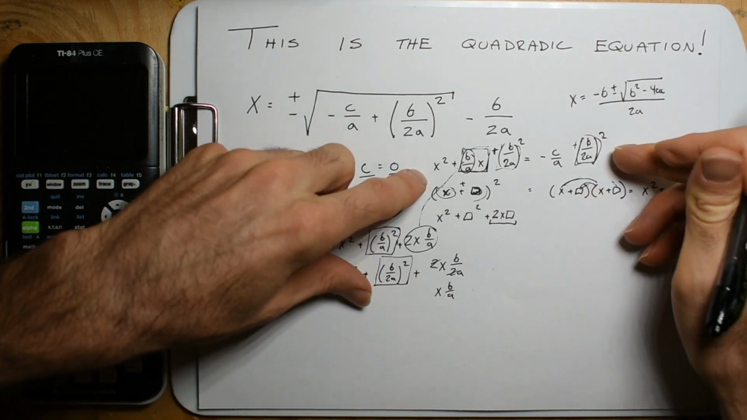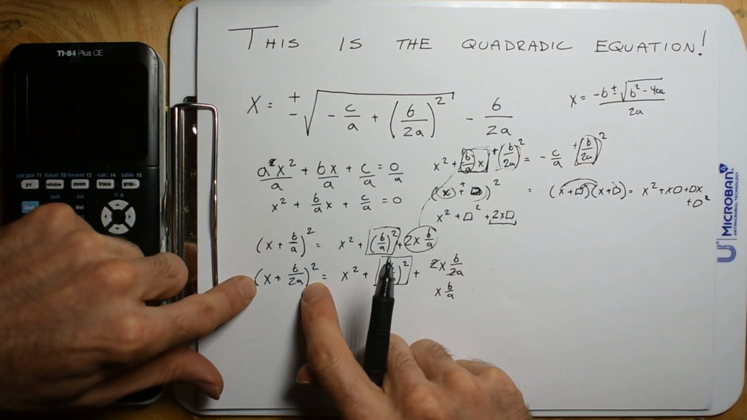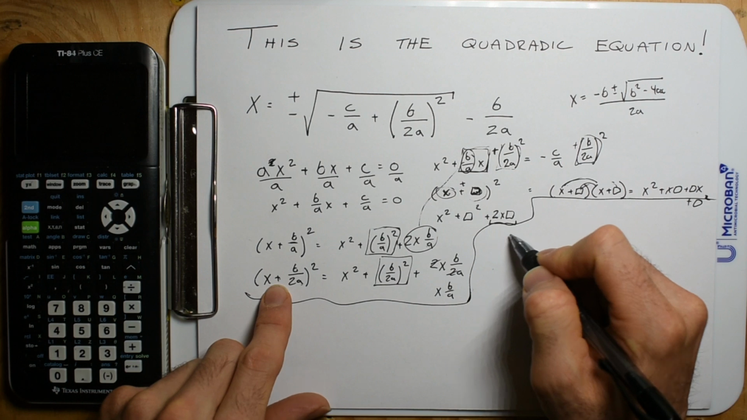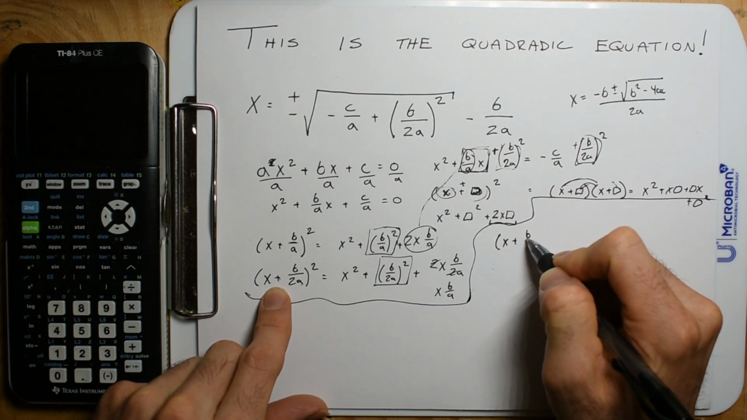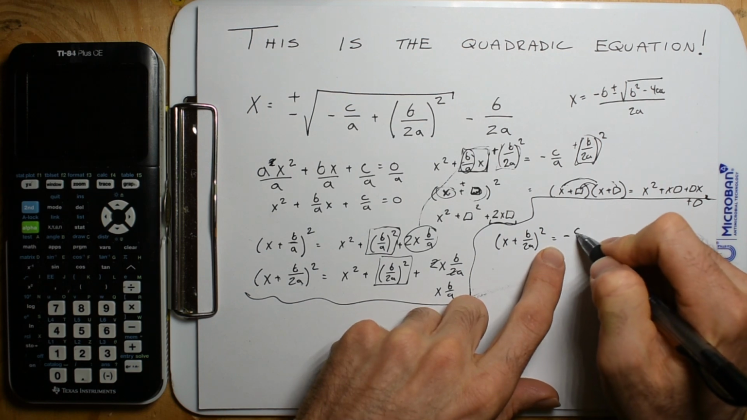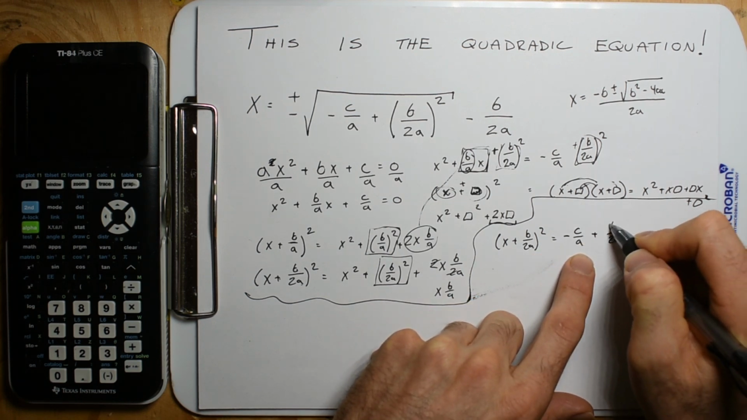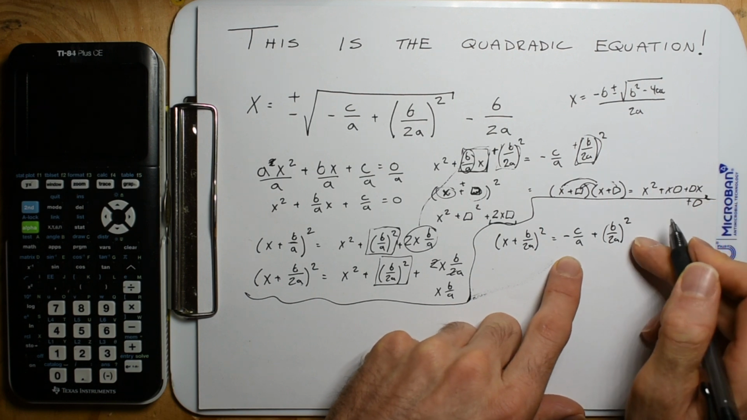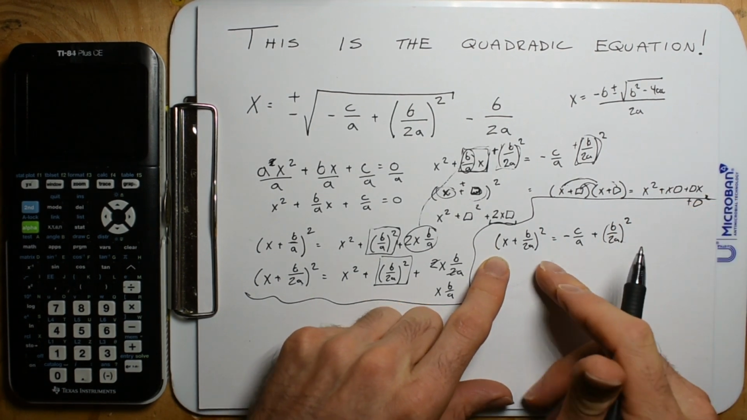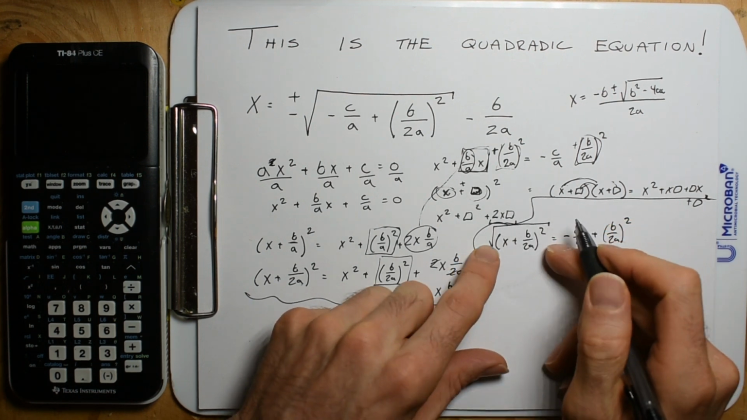So now, if we had this, then heck yeah, this just becomes this, and so we'll write that down. We're going to go x plus b over 2a squared is equal to negative c over a plus b over 2a, and this is all squared. Okay, now when we get it to here, we can take the square root of this side.